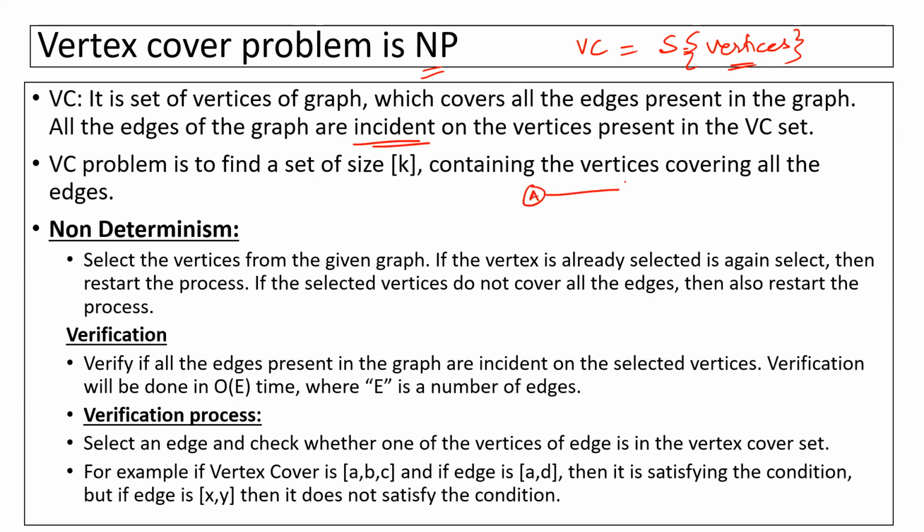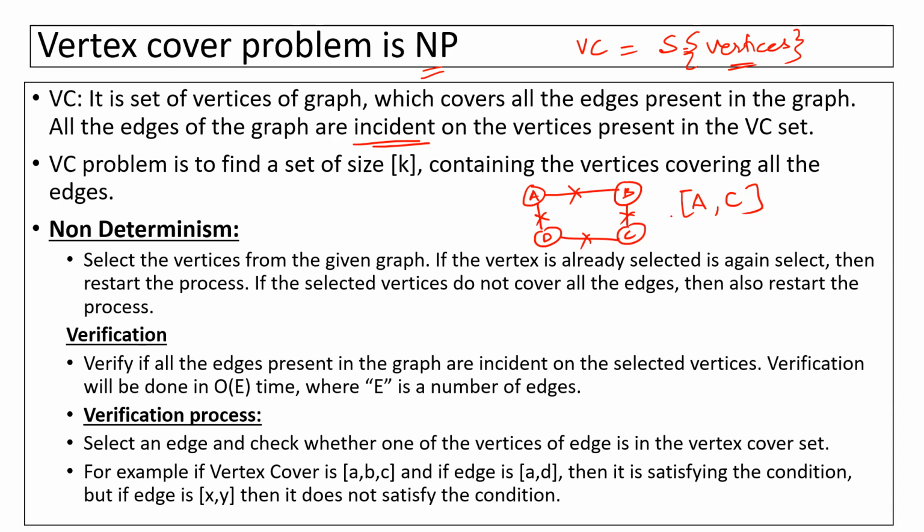For example, if I have a graph with vertices A, B, C, D, then the vertex cover of this particular graph is the set of vertices which covers all the edges. Suppose I take A, it will cover these two edges, and if I take C, then it will cover these two edges. So the vertex cover for this graph is AC. Logically, it is the set of vertices on which all the edges depend.